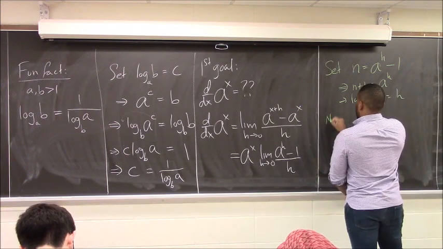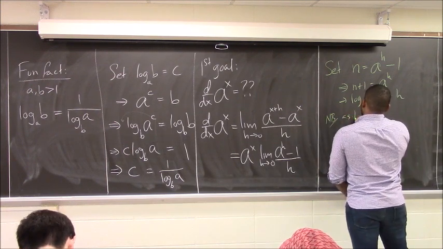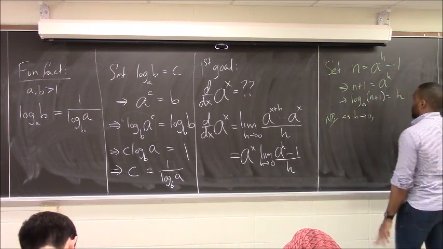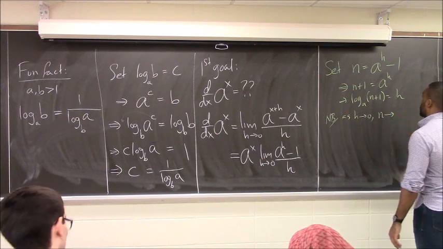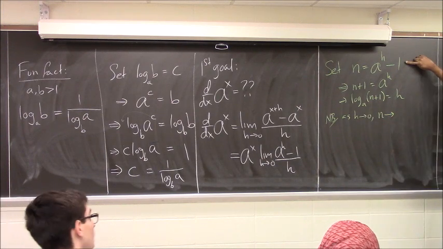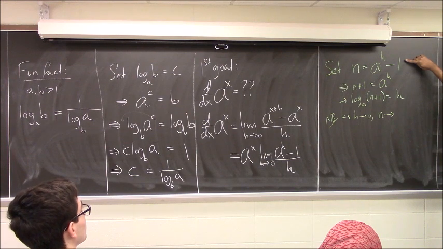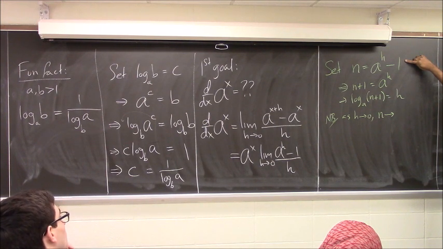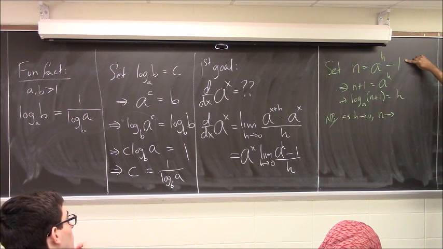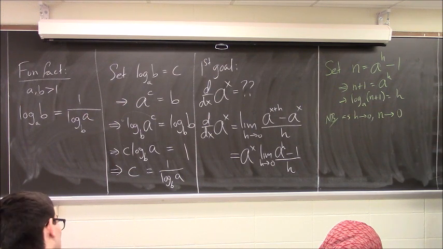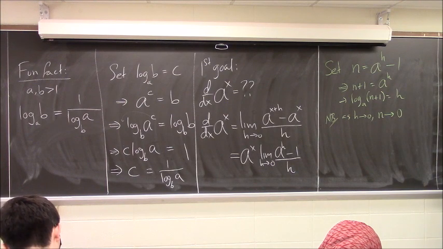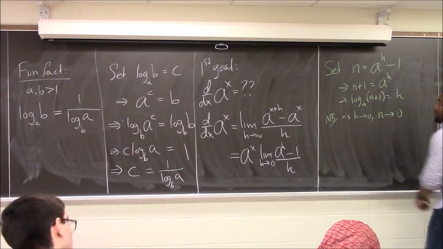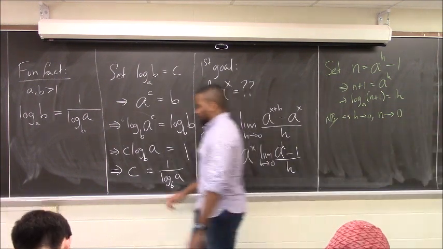You can also note that as h approaches 0, your n will approach what number? If your n is a to the h minus 1, if h gets close to 0, what does that expression get close to? It also gets close to 0. So, in other words, I can now reimagine this limit as the following.